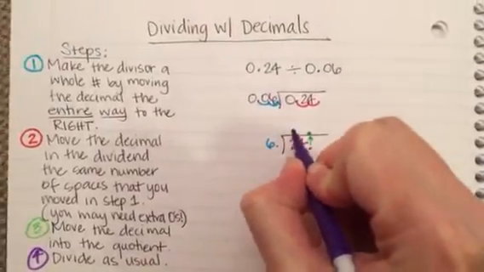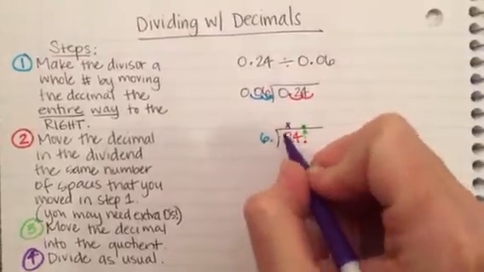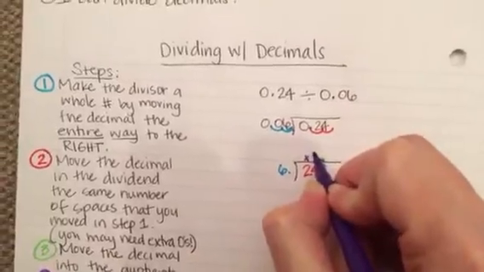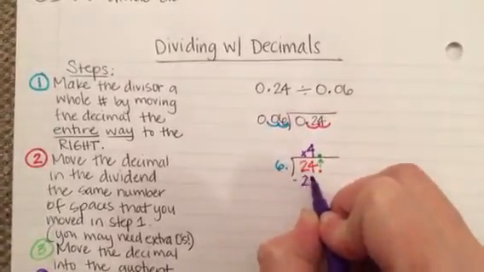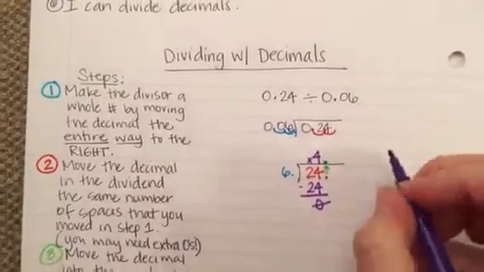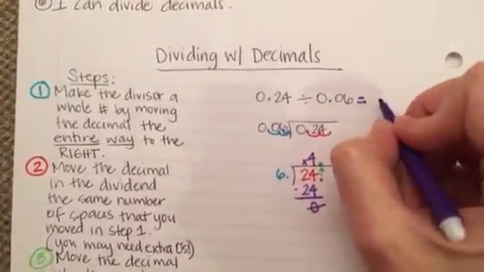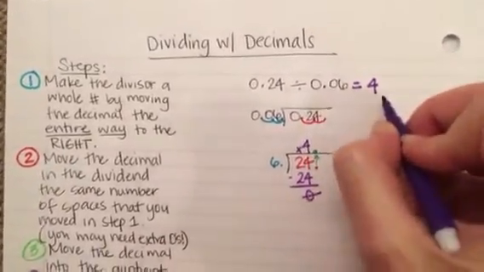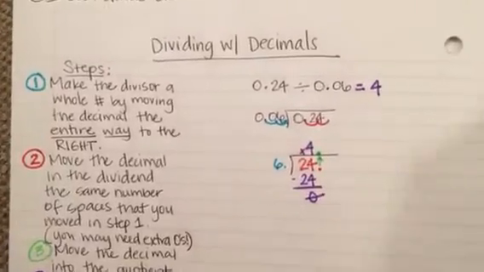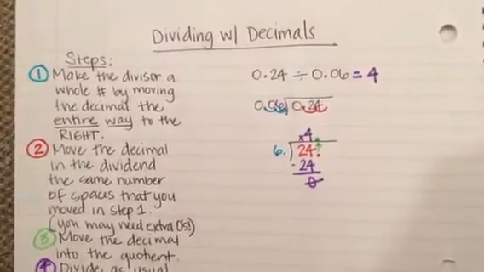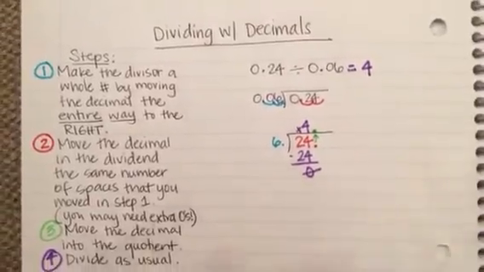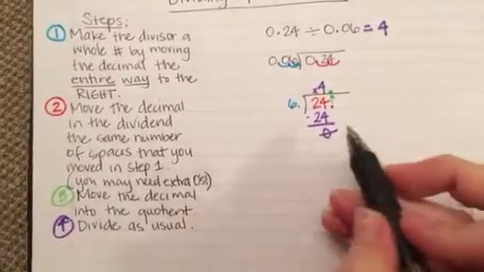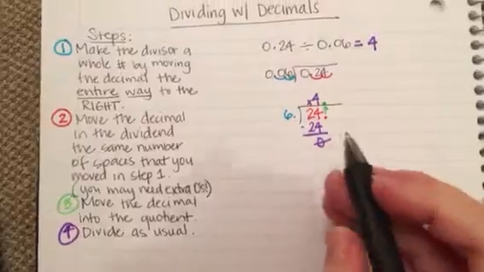So 6 will not go into 2. So you might remember that we talked about holding that place value. That's very important. And 6 will go into 24 4 times. That gives me exactly 24. So that means that my answer for this problem is 4. And that's a whole number 4. Notice that the decimal is behind it. And so that seems kind of odd because you wouldn't expect for a decimal divided by another decimal to give you a whole number. But if you can follow these 4 steps, you see how this is very similar to just basic division that we've already done.